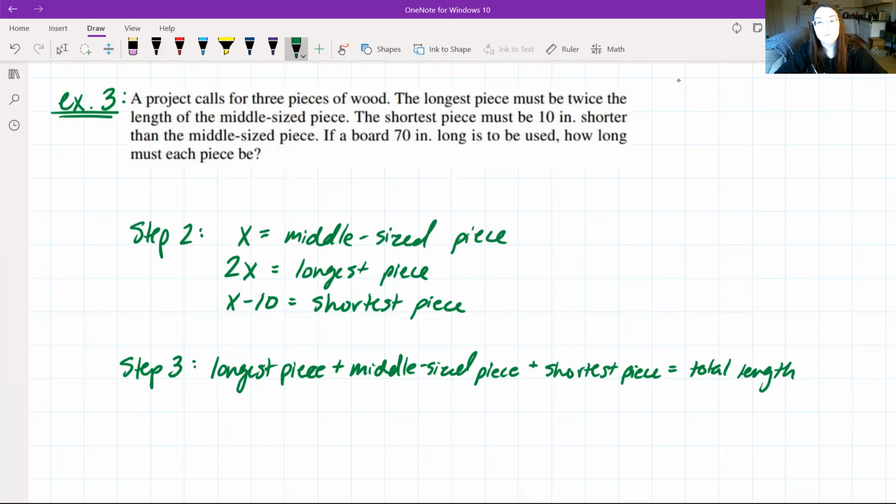And now we can use our assigned expressions. So our longest piece we said was 2x. And we're adding this to our middle-sized piece, which we said was x, which we're then adding to our shortest piece, which was x minus 10. And this is equal to our total length, which we said was 70 inches. So writing out this equation, this is going to give us 2x plus (x minus 10) is equal to 70.